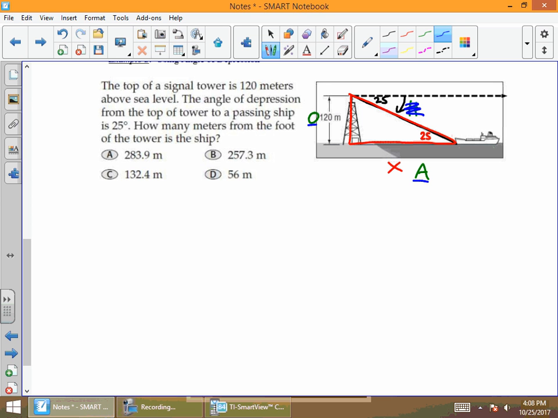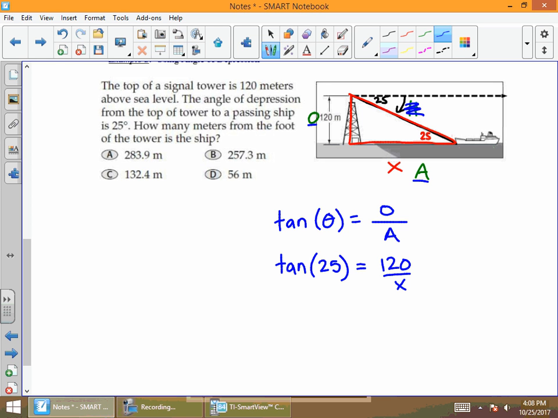So O and A is tangent. So I will do tangent of the angle will equal opposite over adjacent. Right, that's the TOA part of SOHCAHTOA. So what is my angle measure? Well, the tangent of the angle 25 is equal to the opposite side 120 over X.